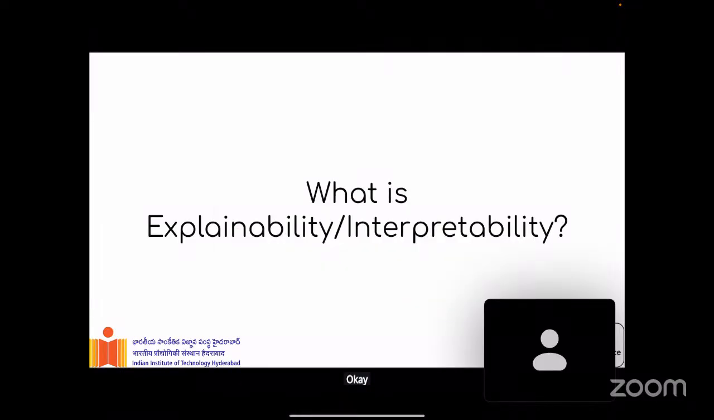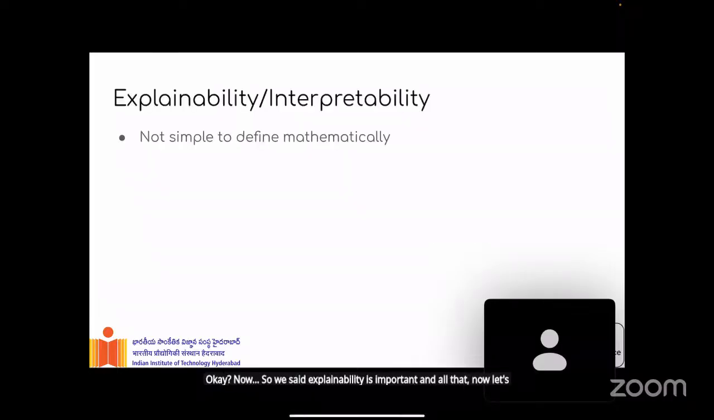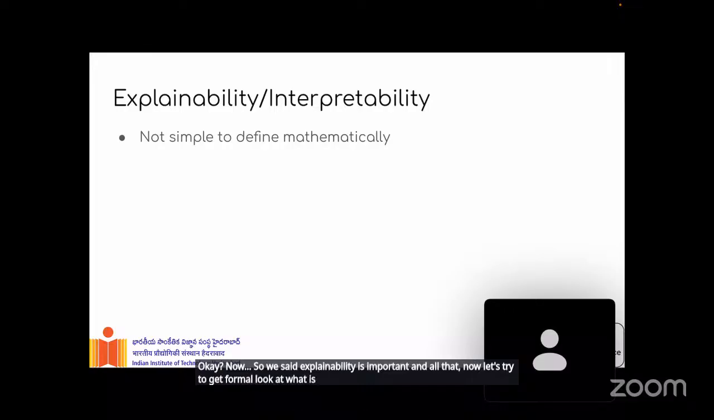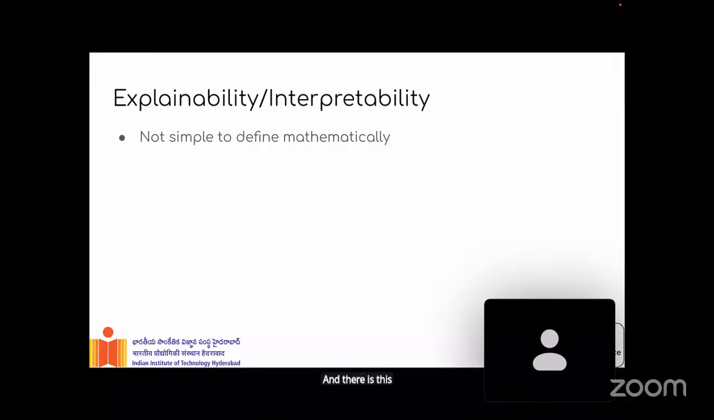Now, so we said explainability is important and all that. Now let's take a formal look at what explainability is. And there is another word, interpretability.